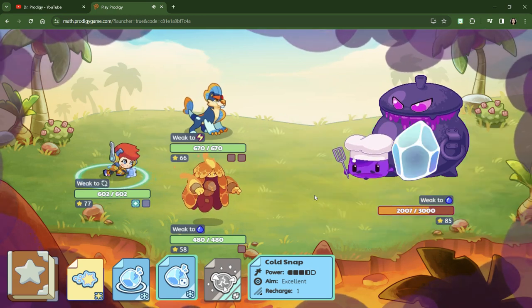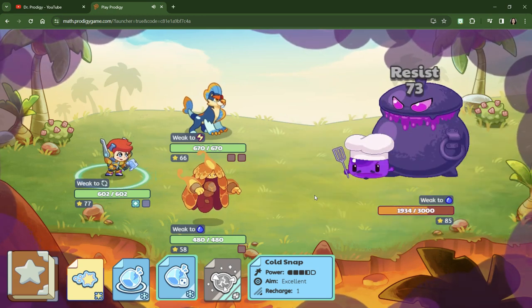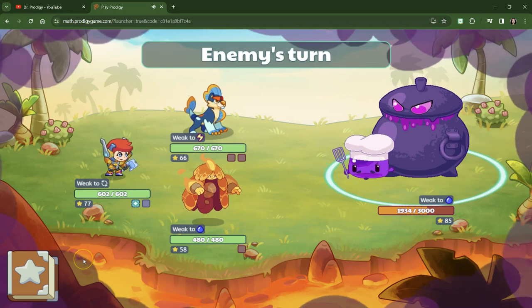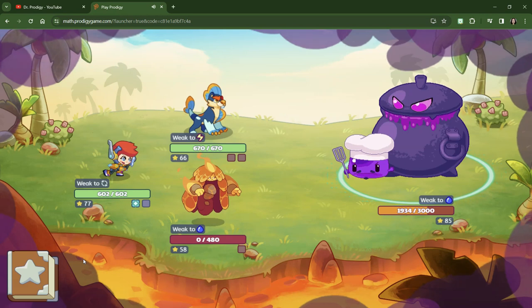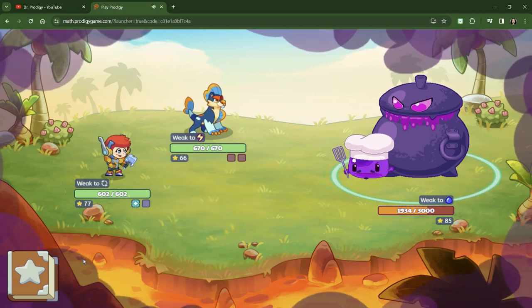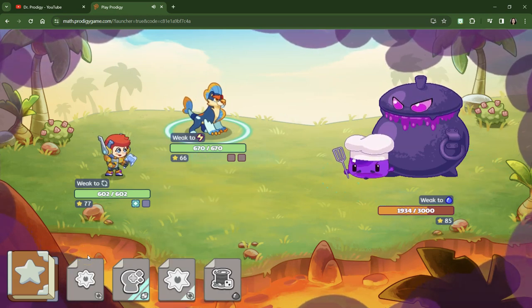We're gonna go with cold snap. I guess cold snap is not very effective. We gotta just stick with Starbit. What? Unbelievable.